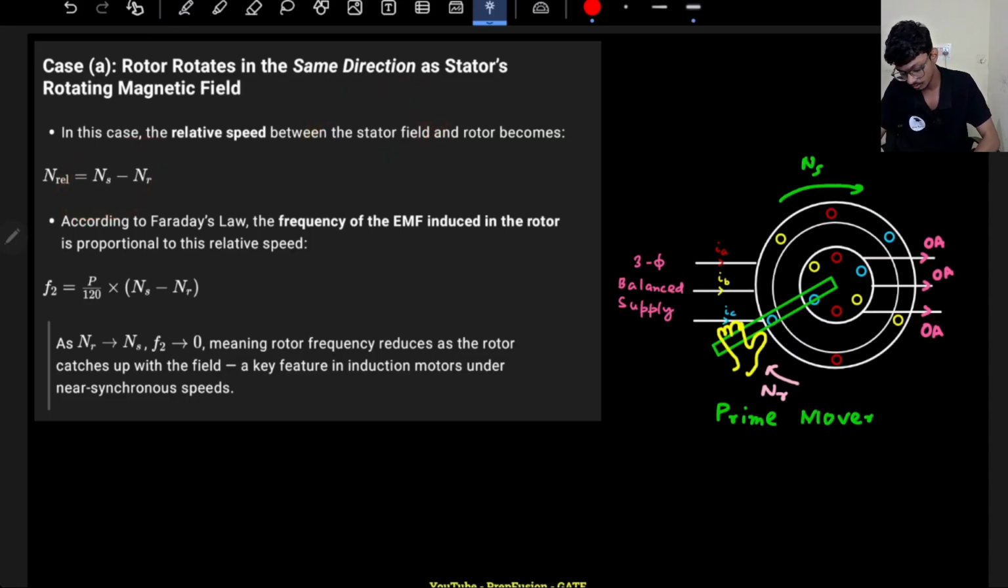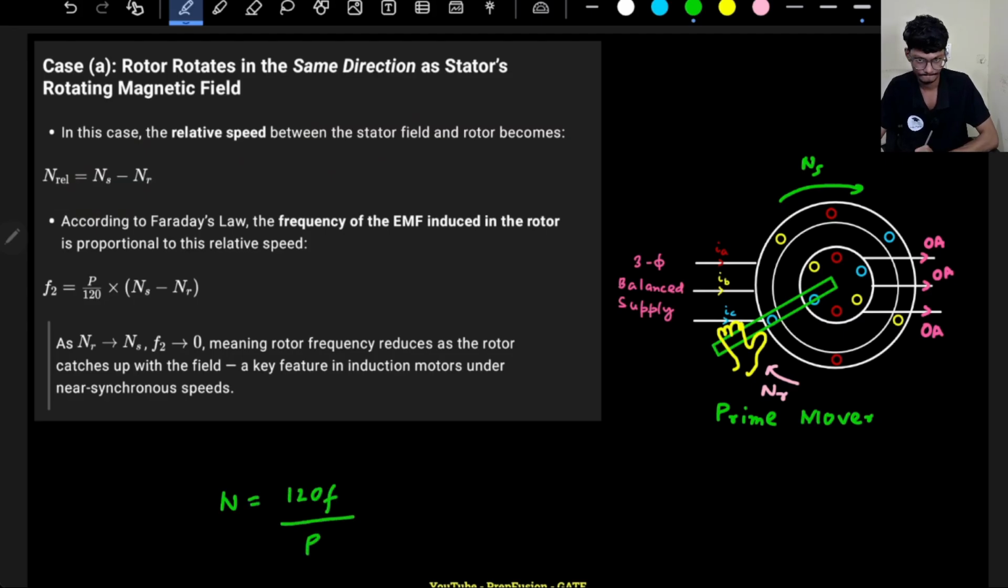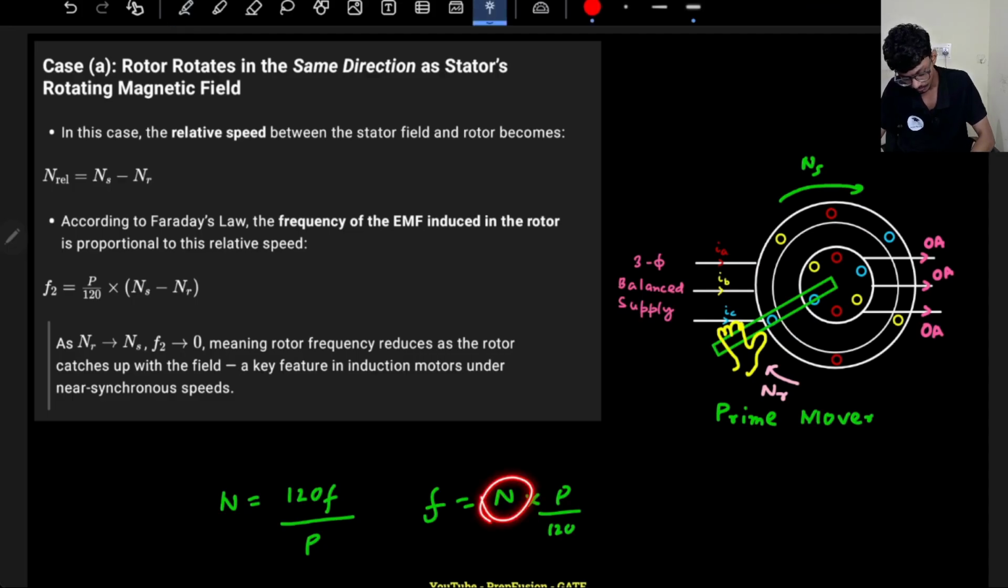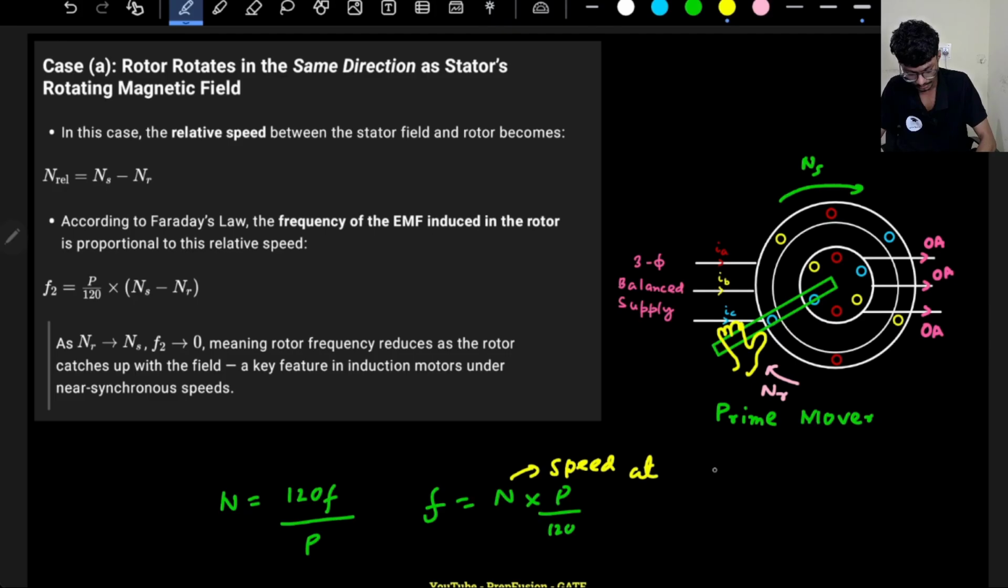So one thing we know: what will be the frequency of the induced EMF? This formula we know, the simple formula n equals 120 f by p, correct? So from here I can find out f. F will be n into p divided by 120. Now in this case, n is what? N is the speed at which the flux cuts the conductors.